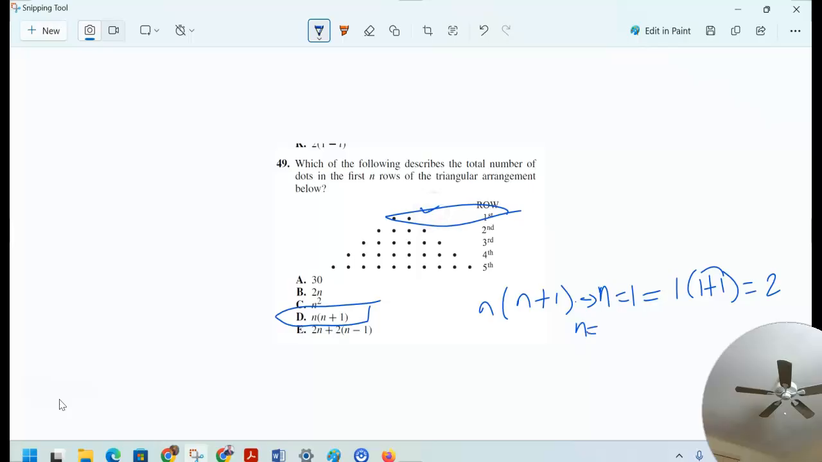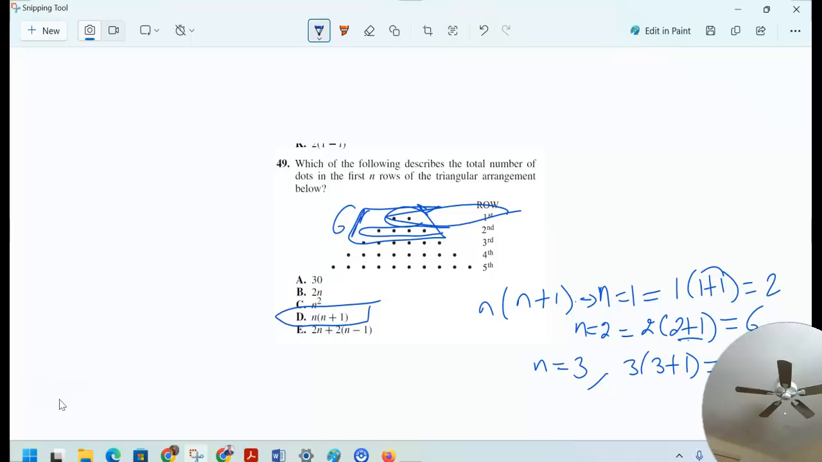If I put n is 2, you get 2 into 2 plus 1 is 3, you get 6. And that is correct. This 4 and this 2 together is 6. So that takes care. What about n is 3? That will be 3 into 3 plus 1. It is 3 times 4, which is 12. And that means already 6 here, and then there are 6 more here. That's why this is correct.